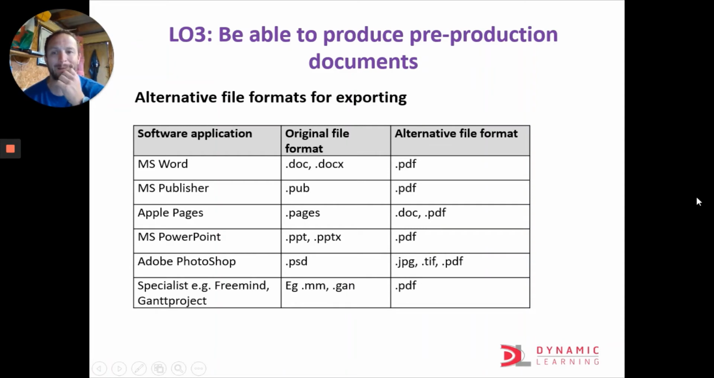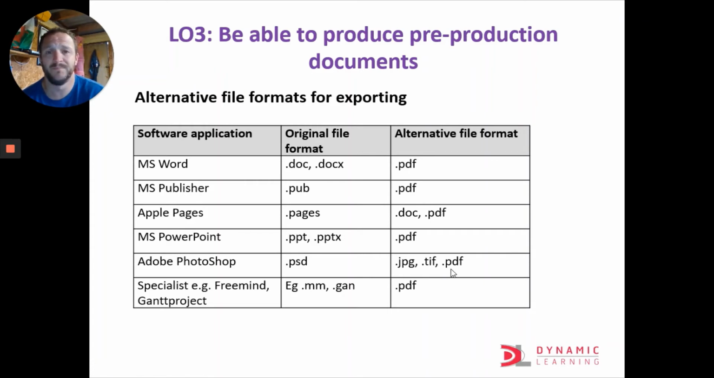So here are some examples of file formats for exporting from different programs. With Microsoft Word, the original file format is a .doc, and it can be exported into a PDF and so on. Same with all of the top four really, and Apple Pages as well. They can be exported as a doc or a PDF if you're working on a MacBook. Photoshop will save it as a PSD, which is a Photoshop file. You can export it as this, and you can also export them as PNGs.